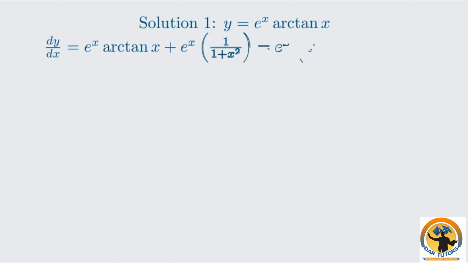Welcome back. Let's go through the solutions to the practice questions. For question 1, we use the product rule. The derivative is e to the x times the quantity arctan x plus 1 over 1 plus x squared.